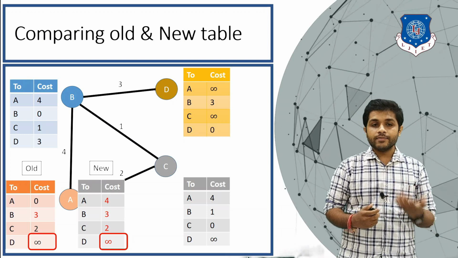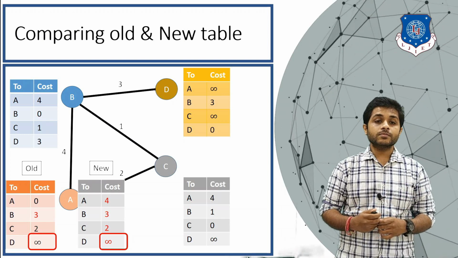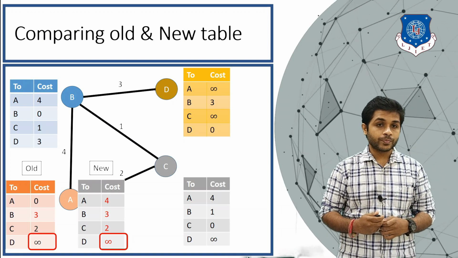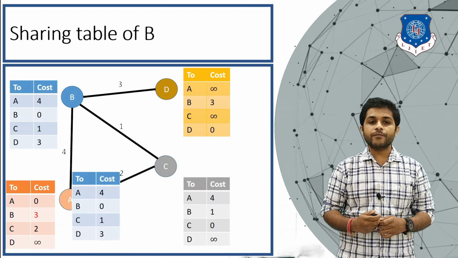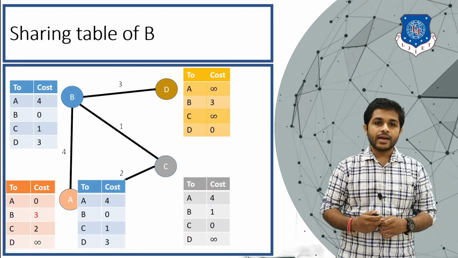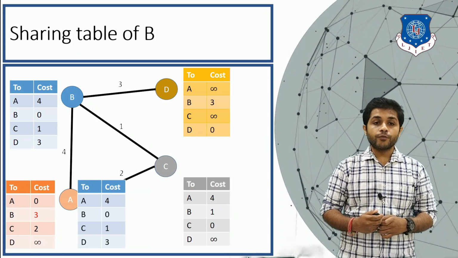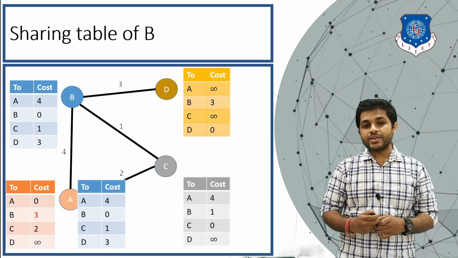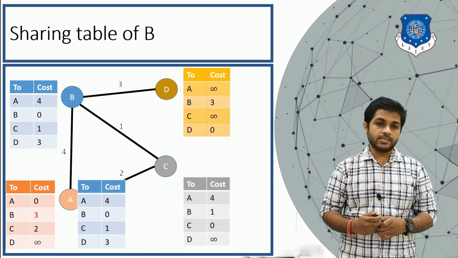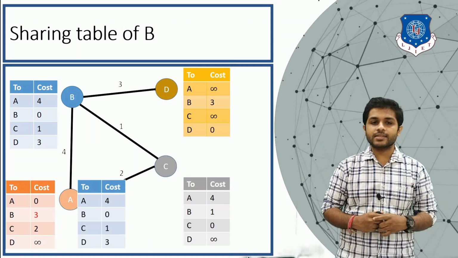Now A will receive the table from device B too. So after receiving B's table, A will add 4 to each and every entry of device B's table. What is the reason behind that?